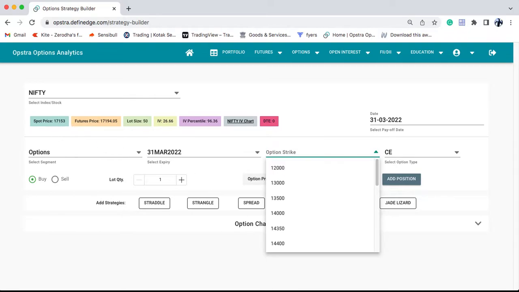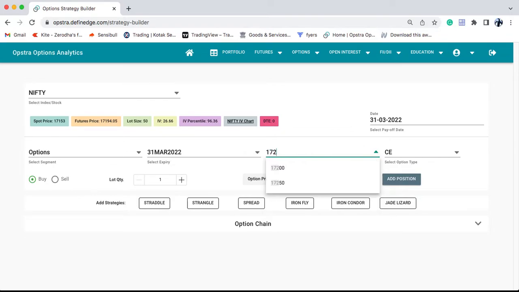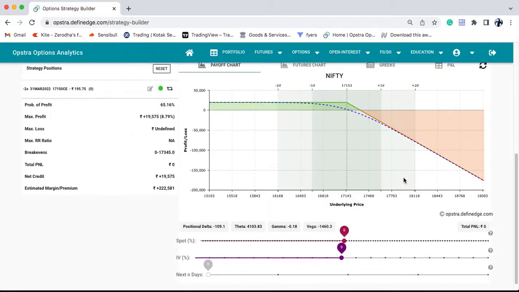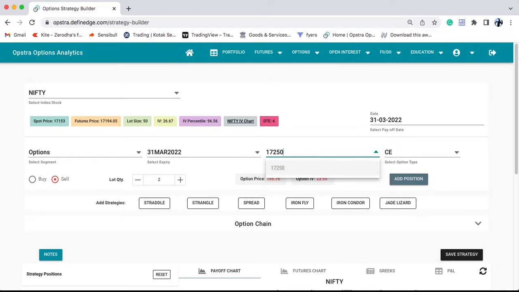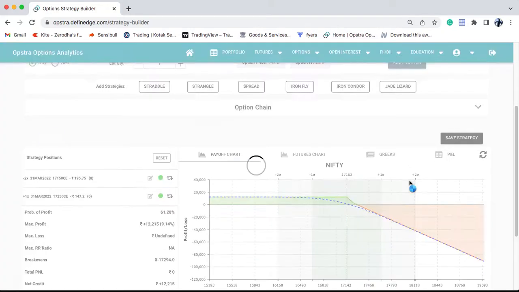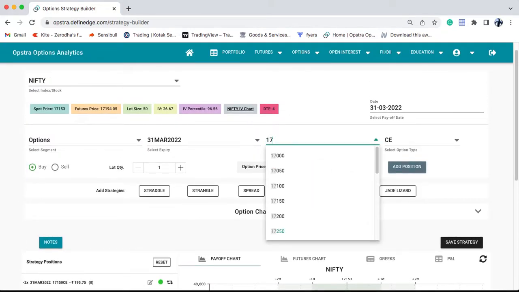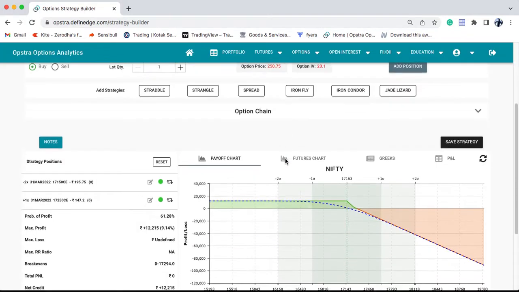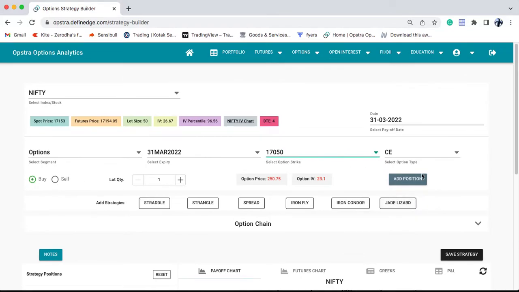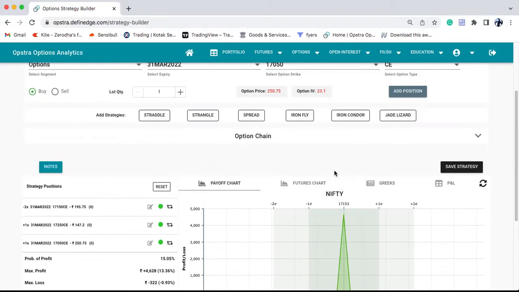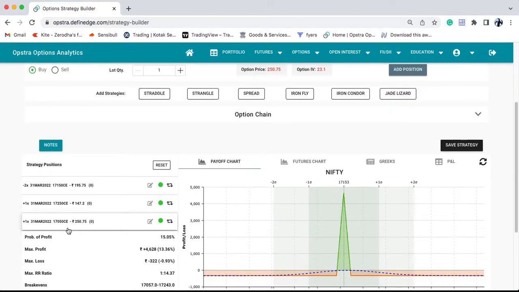So what I will be doing here is 17,200, or I can take 150. 17,150 call, I will sell 2 lots. And 17,250 call, I'll buy 1 lot. And 17,050, which is 100 points away from the current price, I'll be buying one more. One more option.